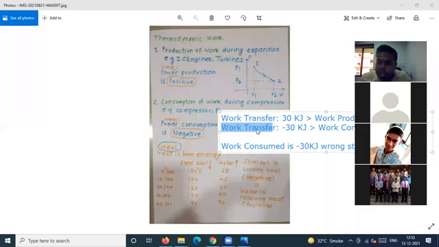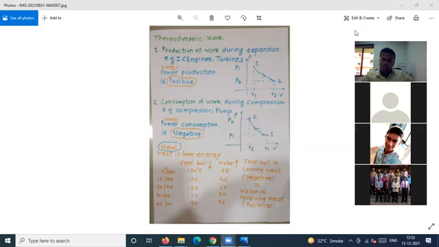Okay. So in work transfer, from the sign, you can't mention like work consumed is minus 30 kilojoule. Not required. This is the wrong statement, because this word consumed always indicates that it's a minus. You can write down work consumed is 30 kilojoule, because the word consumed always indicates that it's minus. Is that okay, all of you?